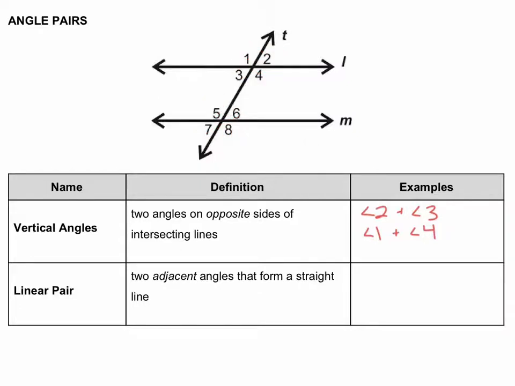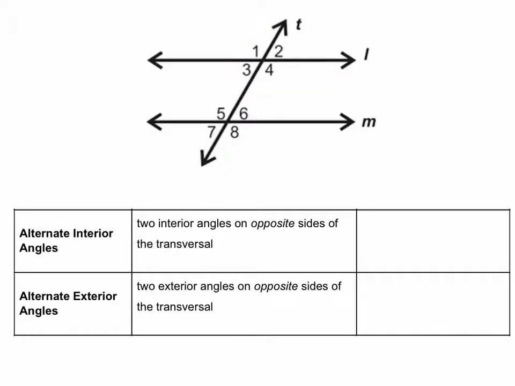We've also talked about linear pairs. Those are two adjacent angles, angles that are next to each other, that form a straight line. So we could talk about angle 1 and angle 2, or angle 3 and angle 4. We could also use angle 5 and angle 6, or angle 7 and angle 8. Those are all linear pairs. Now we're going to start talking about new angle pairs that we haven't looked at before.